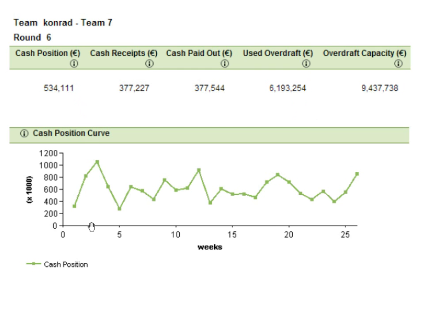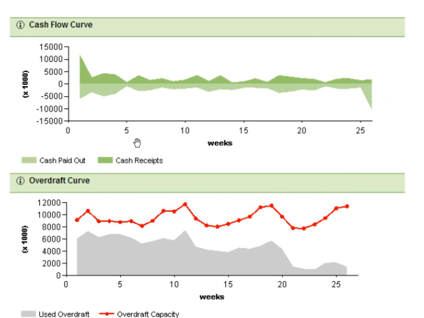This is a random walk graph shown over time. It's 24 to 26 weeks, so it's about half of the six months that you'll be playing in Iran. This is not a 100% accurate graph. It's only the averages, but it will give you an indication of how your cash position changed over time. In the next slide, we see your cash flow curve of your cash receipts.